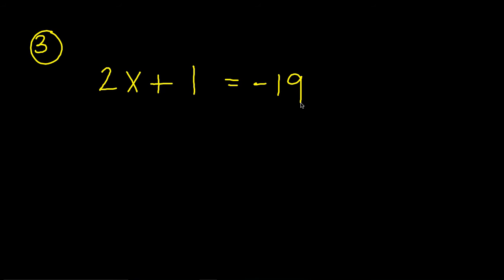So what I'm going to do to solve this is subtract the 1 from both sides. I've got to get rid of the addition first. The opposite of plus 1 is minus 1, so those are going to go away. Negative 19, take away 1.